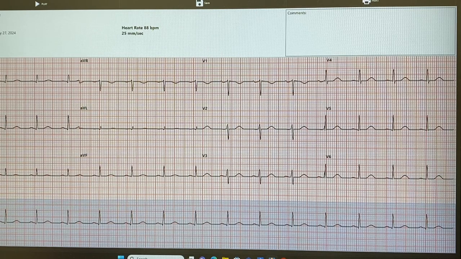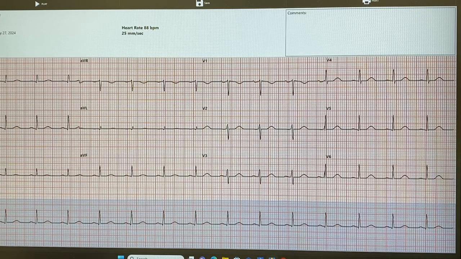And how many small squares is that? 3. So let's count. How many small squares from the beginning of the Q to the ending of the QRS complex? In that case, that's the S, 1. So that's 1 for all of them. It's pretty narrow. It's only 0.04. They normally would be a little bit wider than that, but that's fine. At least it's not wide, right?